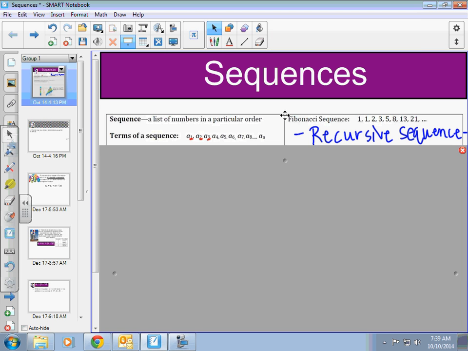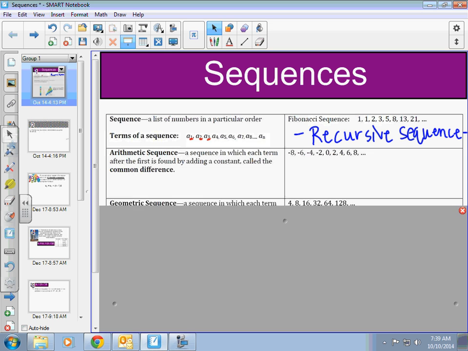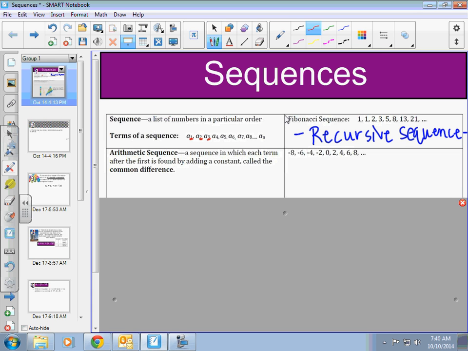So arithmetic. That is a sequence in which each term after the first is found by adding a constant called the common difference. Common difference, and usually we use D to symbolize the common difference. So if I look to the right, here's an example. I go from -8 to -6, which means I had to have added 2. Every time I'm adding 2. So this would make it arithmetic because I'm adding or subtracting the same number. So in this case, my common difference is 2.